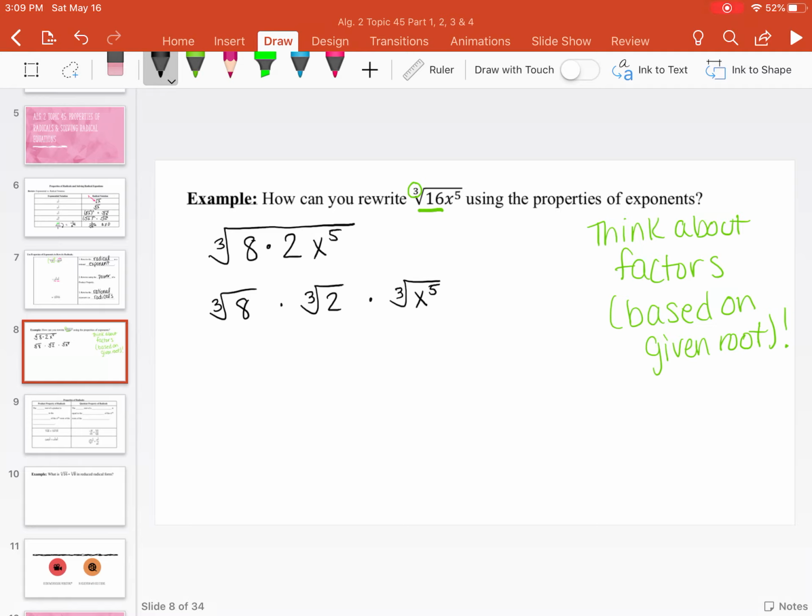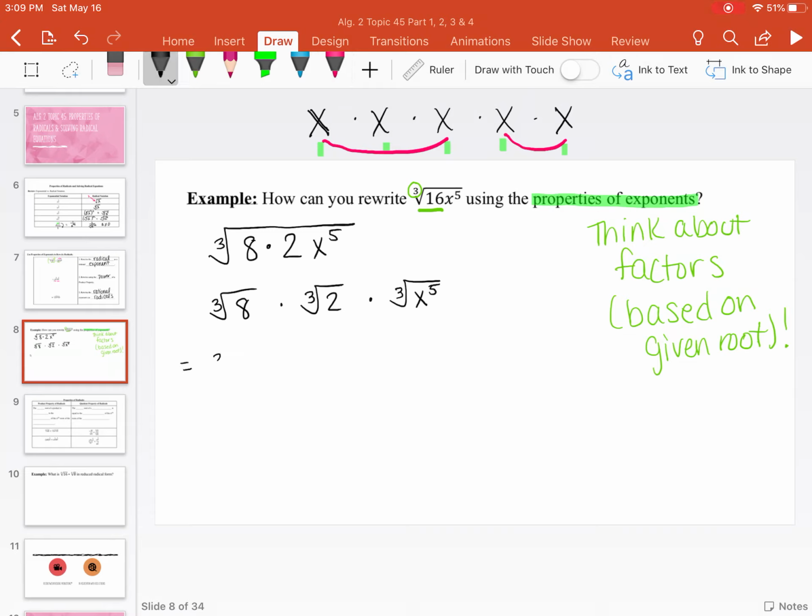Moving along to the variable, how can I simplify that? Well, x to the 5th is the same thing as x times x times x times x times x. And again, if we keep in mind the properties of exponents, if they have the same base, then we add the exponents. So I can group these first 3 terms together and get x cubed, and then group these last 2 terms together and get x squared.